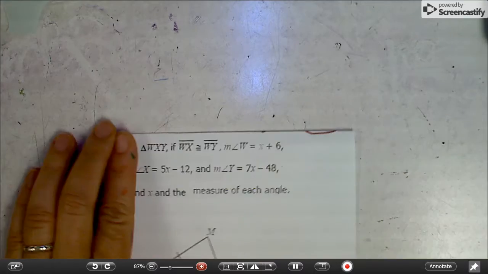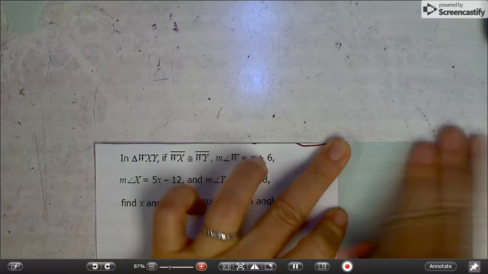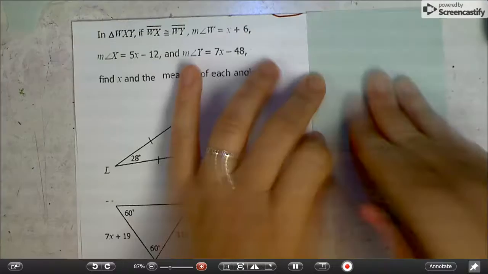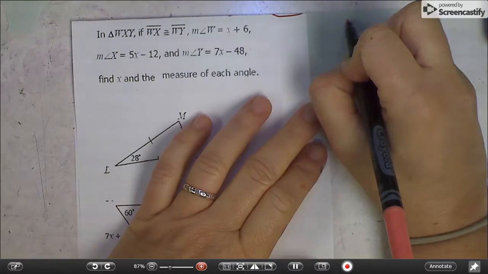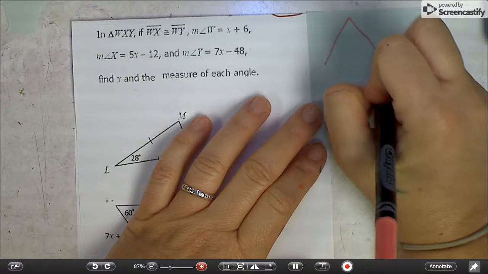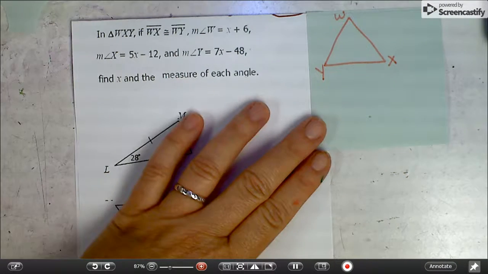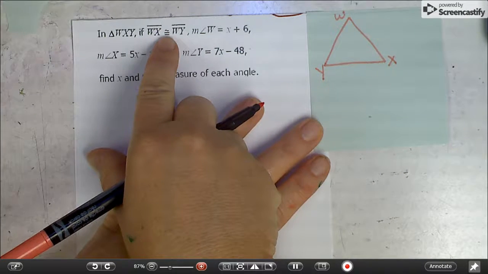You might need some extra paper for this one. Yours will be in your notebook where you have paper kind of to the side. I'll move that up. Okay. So this one doesn't actually give us a picture. It says that we have a triangle named WXY. I'm just going to label it WXY. And it tells us right here WX is congruent to WY.